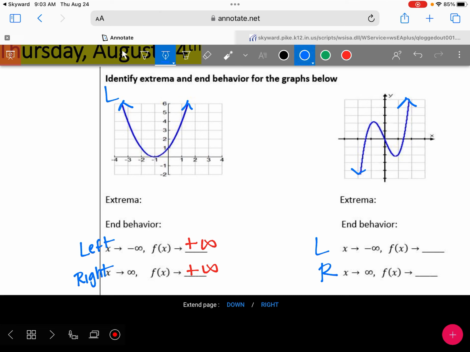This is the left. This is the right. They're both going up. On this graph, though, this is the left. This is the right. What is the graph doing on the left? Down. It's going down, okay? Because it's going down or decreasing, see how it's decreasing? It's negative infinity on the left. On the right side it's going up, so that would be what? Positive infinity.